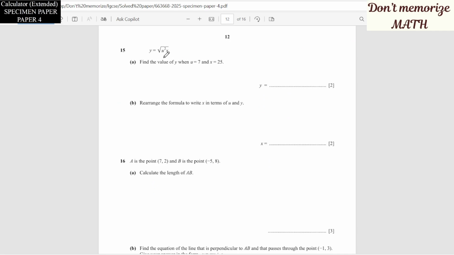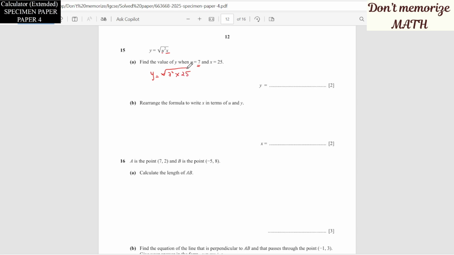y is equal to the square root of u squared x. Find the value of y when u is equal to 7 and x is equal to 25. Okay, just substitution. So we have y is equal to the square root of, what is u? u is 7, so u squared, so we have 7 squared times x is 25, so times 25.